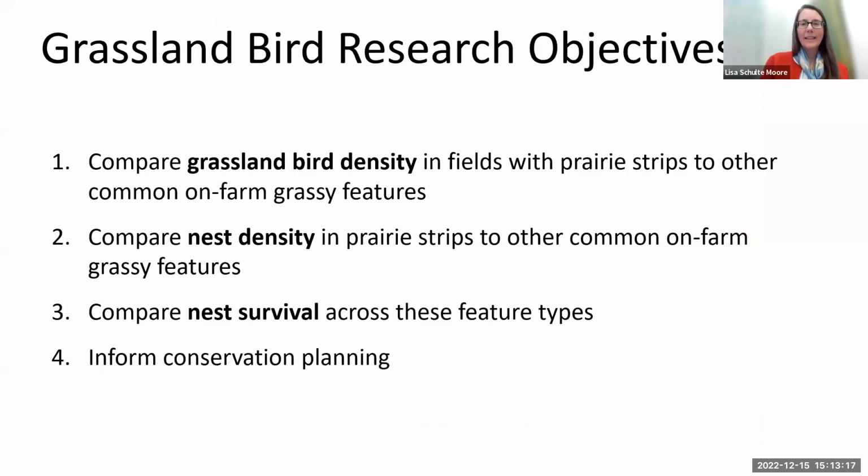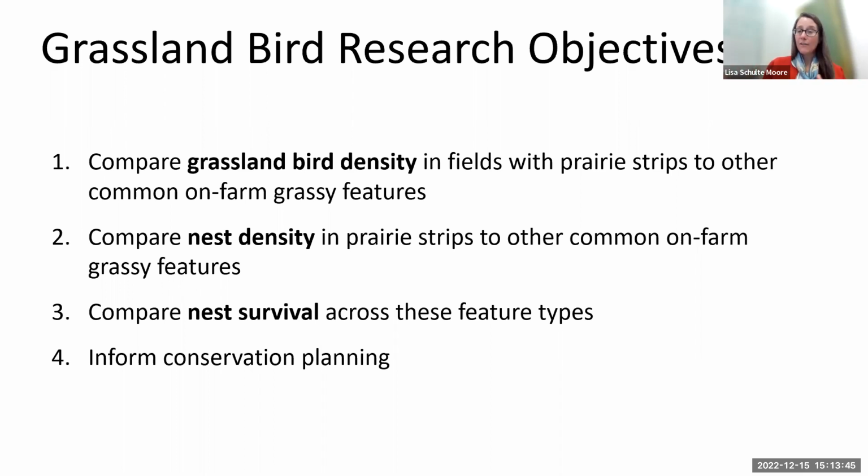In terms of our grassland bird objectives, we had 4 key objectives we were looking at. First, we were looking at comparing the density of grassland birds in fields with prairie strips to other grassy features that are commonly found on farms. And especially we were looking at brome filter strips and buffer strips, because those are sort of the status quo, what is more commonly done in terms of conservation practices in this area.